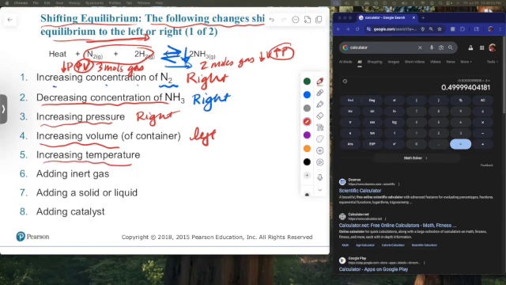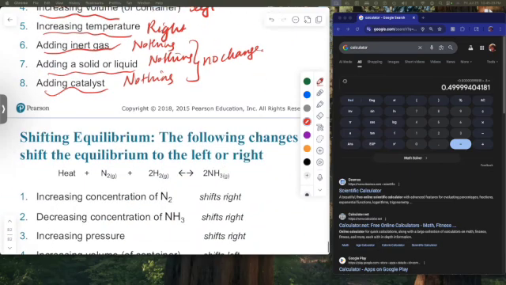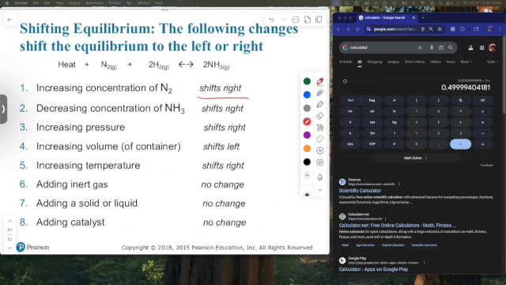Increasing temperature. When we increase the temperature, it will shift to the right. Inert gas, nothing, or no change. Add solid or liquid, nothing. Add catalyst, nothing, or no change. Okay, let's see what it says here. Right, left, right, no change, no change, no change.